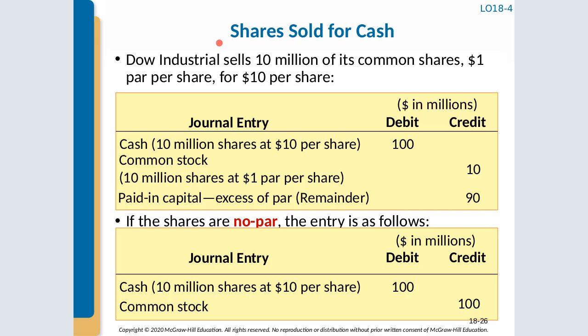Okay, so when we, as a corporation, sell the shares, we are selling the shares at market value. And we said the market value is not the same as par value, right? So there's going to be a difference. In that difference, we are going to credit to our paid-in capital. This paid-in capital, we're going to distinguish from other paid-in capital, and we're going to call it excess of par. So this is if there is a par value. If there is no par value, then we debit cash and we credit common stock.